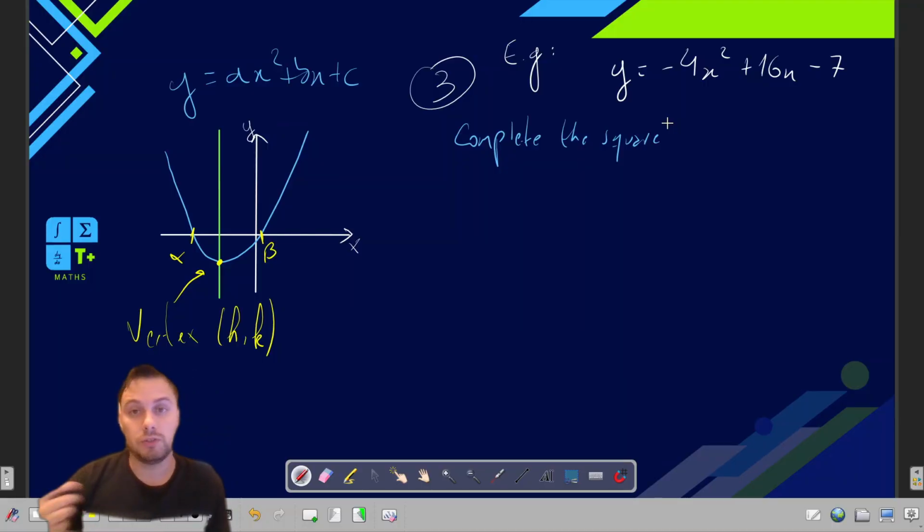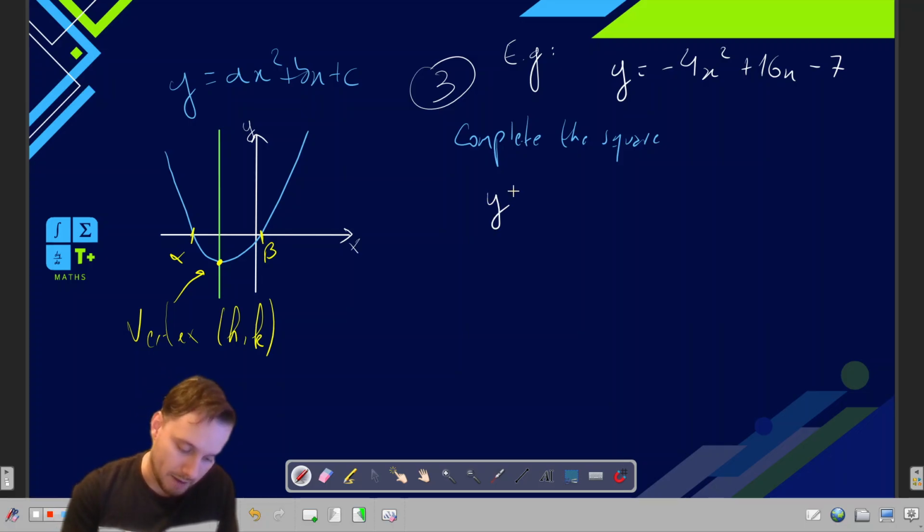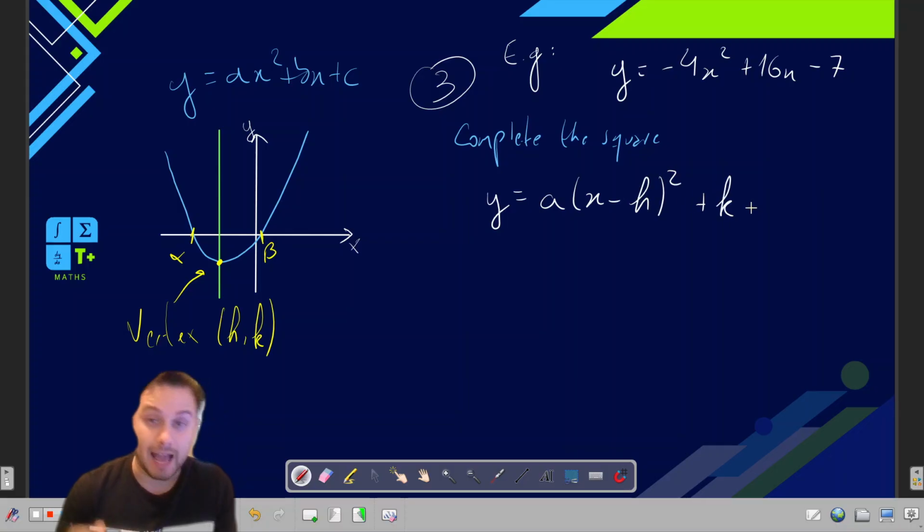And then I'm going to use complete the square to find the expression for the vertex. So how is my complete the square going to look? I want to write my equation in the following form: a times (x minus h) squared plus k. And yes, I'm using h and k on purpose. You will see why.